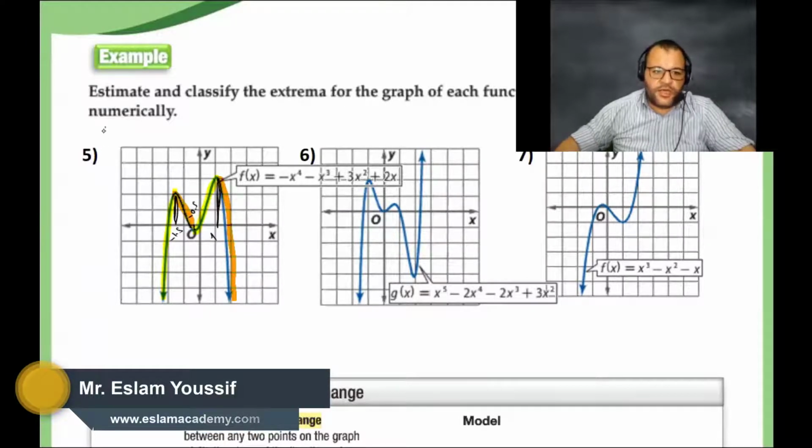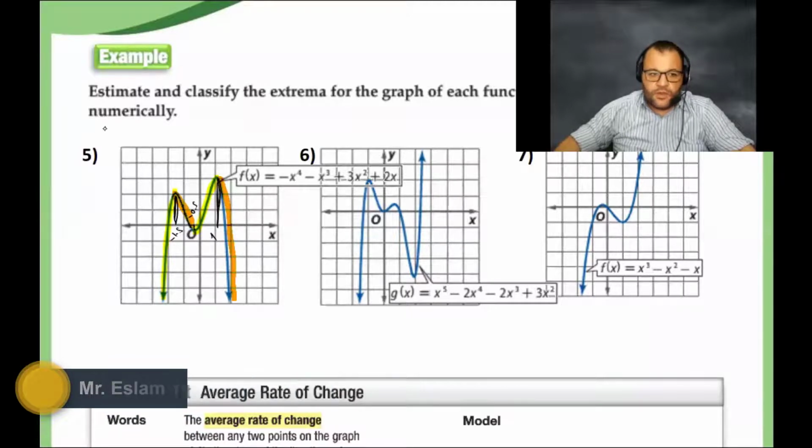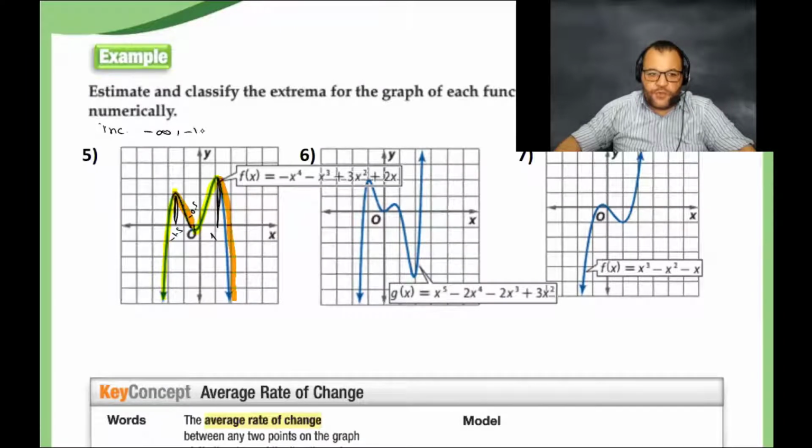So how can we represent that? It's an increase from negative infinity to negative 1.5. Then it decreases from negative 1.5 to negative 0.5. Then it increases from negative 0.5 to 1.